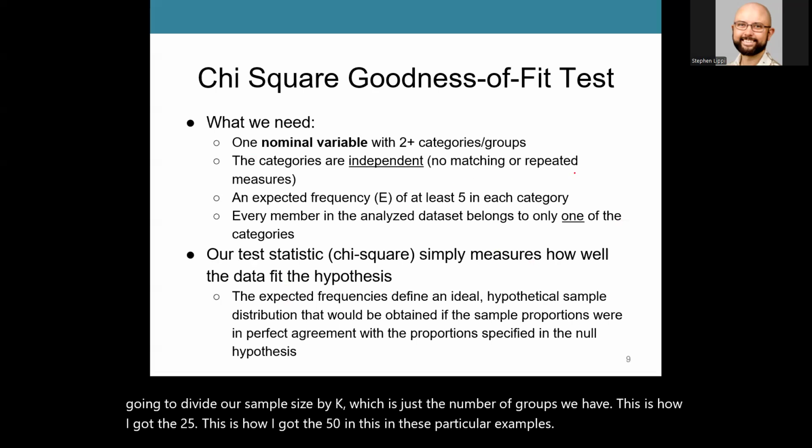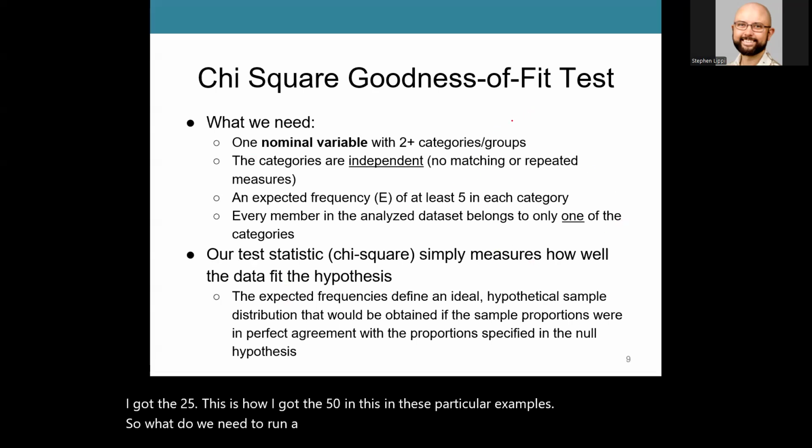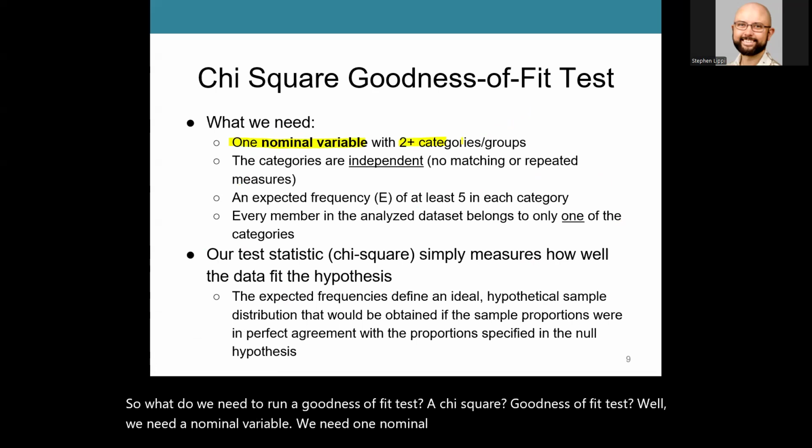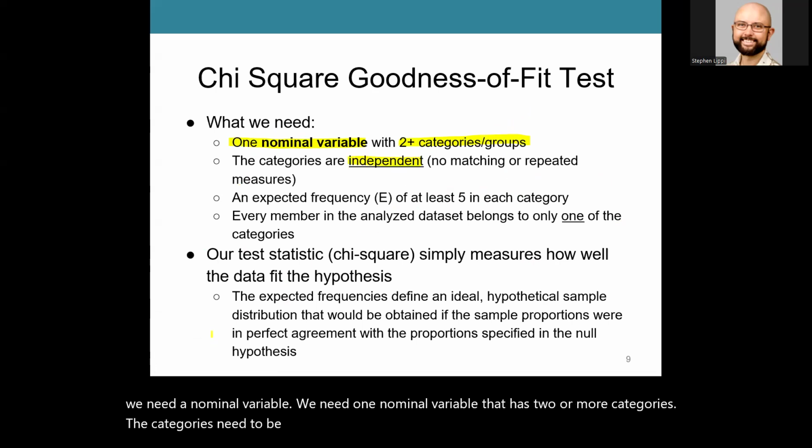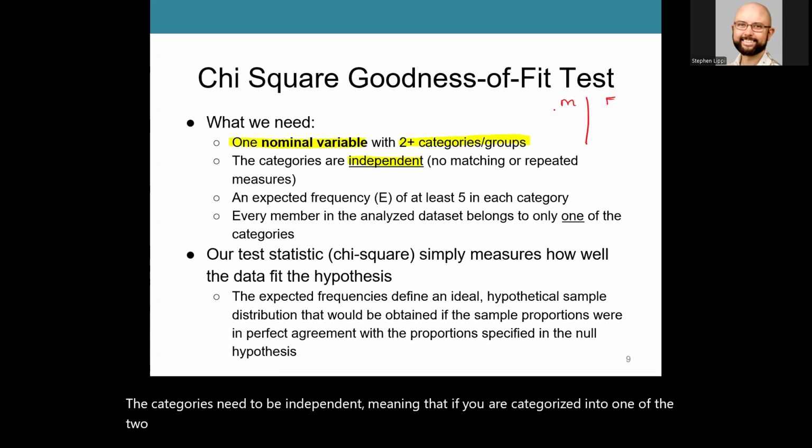So what do we need to run a chi-square goodness of fit test? Well, we need a nominal variable. We need one nominal variable that has two or more categories. The categories need to be independent, meaning that if you are categorized into one of the two groups, right? If you are a male, you are counted in the male group. You are not also counted in the female group.